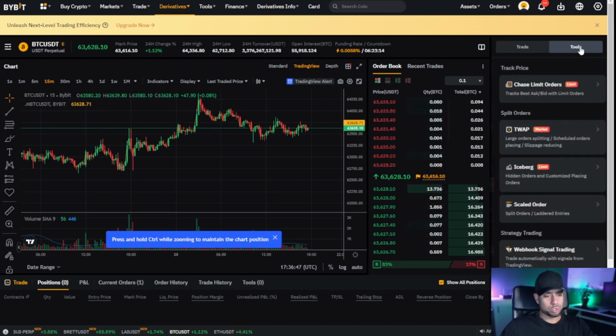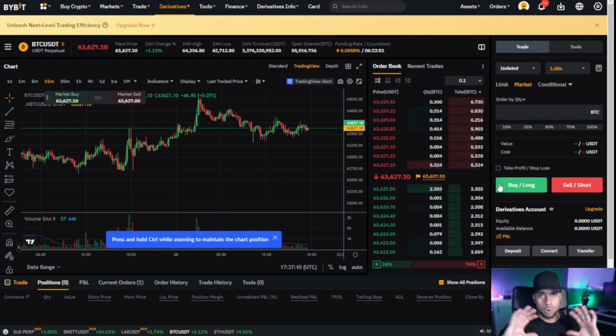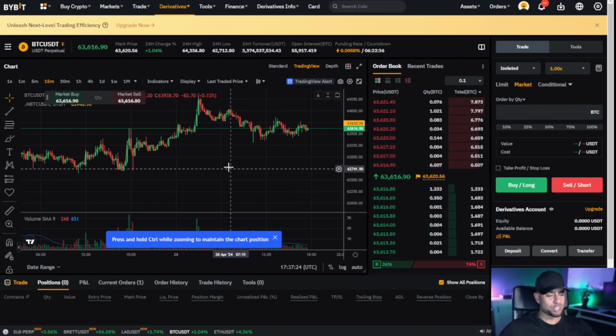Now here on tools, you have some other tools that you could use, but these are for, I would say, more advanced traders on Bybit. If you'd like me to do a tutorial on these ones, then please let me know in the comments below. But in this tutorial now, I will stick to the overall basics of it so that you can get started with trading Bybit.